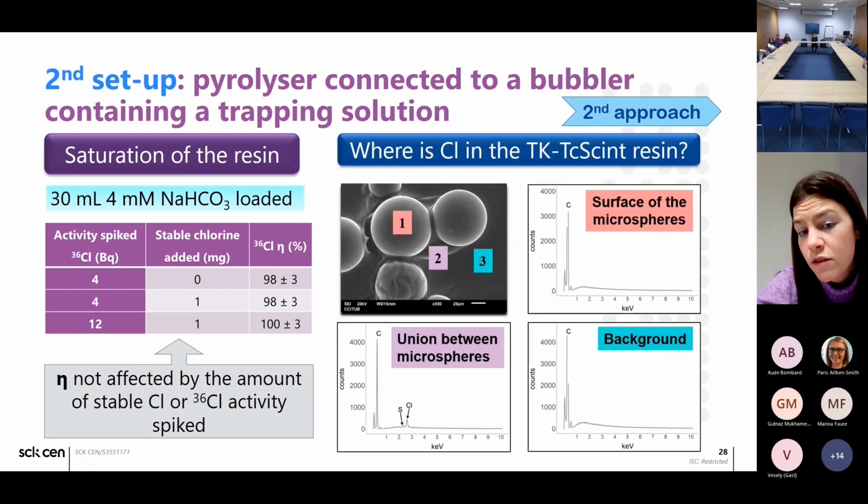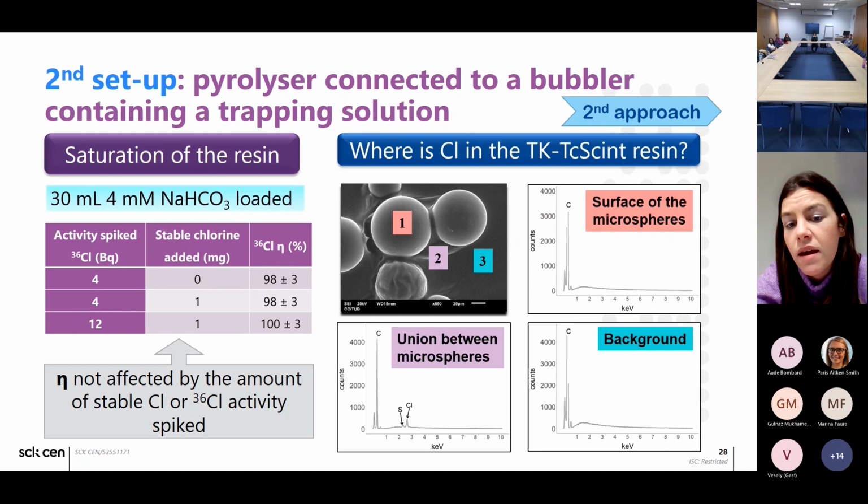And then we went to investigate where actually chlorine was interacting within the PR resin. So we analyzed a microscopy picture of the PR resin loaded with stable chlorine. And then, as you can see, we saw that with the elemental analysis, only chlorine was present on the union between microspheres, which first agrees with our hypothesis that the chlorine was interacting directly with the extractant and not with the plastic scintillator material. And as well, as you can see on the same picture, it's where it looks like the higher amount of extractant is present.